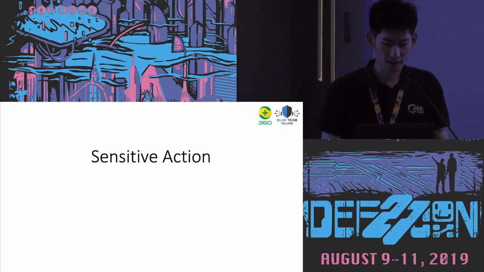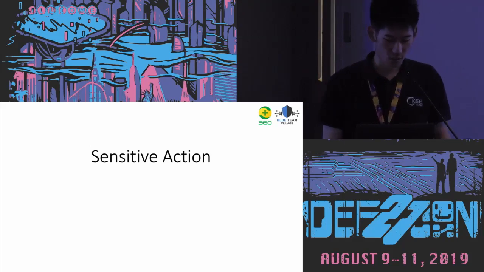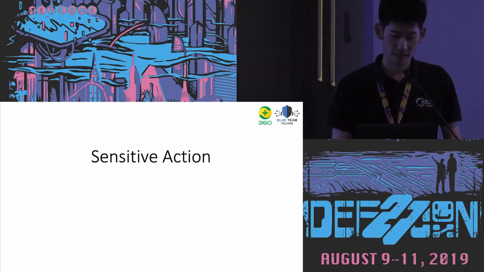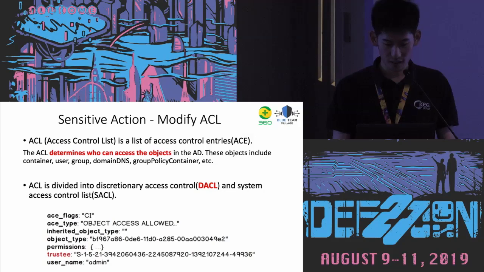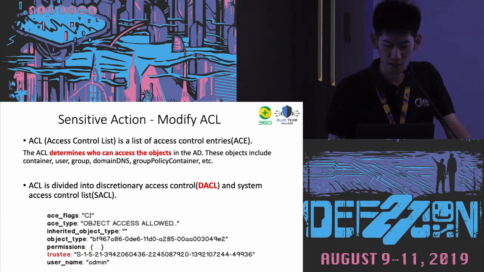The third kind, sensitive action, includes some high-risk operations and activities that do not match the target's identity. Case 1, modify ACL. An ACL is a list of access control entries. The ACL determines who can access the objects in the AD, and each object has a property called security descriptor, which stores information about it.